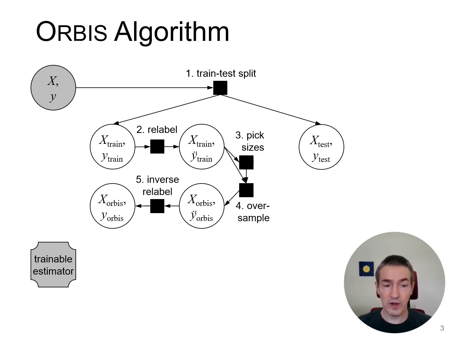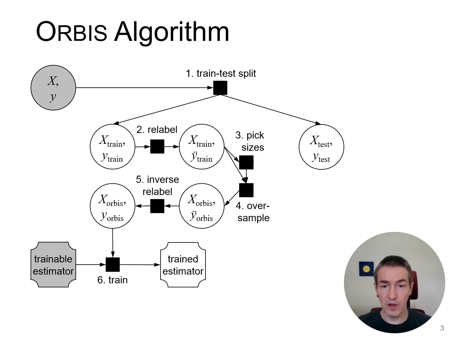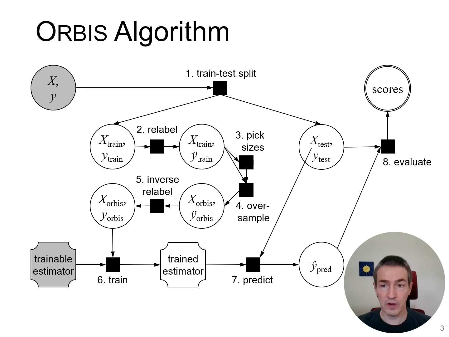And now you have a training dataset, and you can take the trainable estimator and train it on that dataset to obtain a trained estimator. And of course, the next step is to evaluate that trained estimator by making predictions on the test data and finally scoring the results of those predictions.